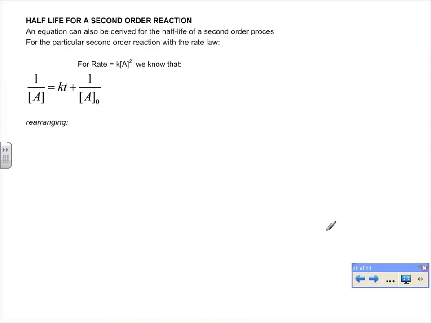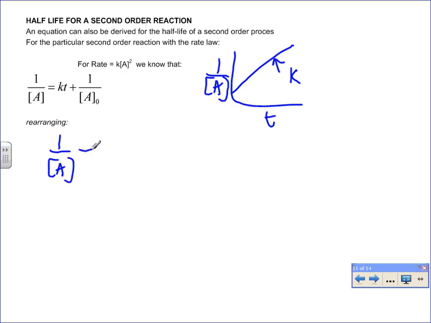For a second order reaction, okay, we know that it is the graph of 1 over concentration versus time that's linear with a positive slope. And this is our function that we have. If we rearrange that to 1 over A minus 1 over A naught is equal to kt. And then we substitute in our relationship for the half-life. So we're looking for k times t half.